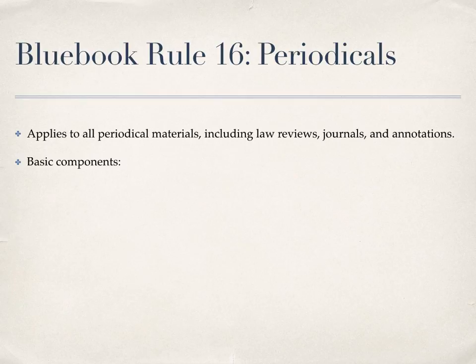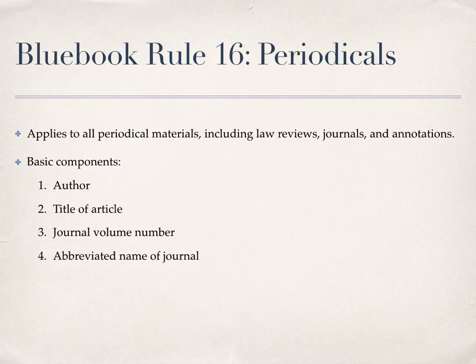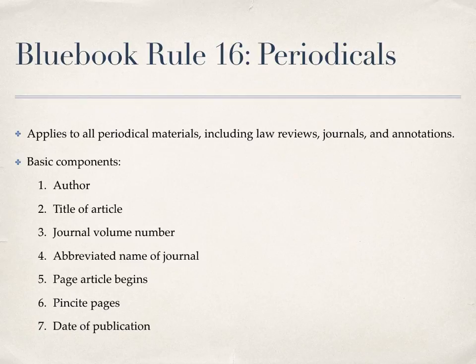Those basic components are the author, the title of the article, the journal volume number, the abbreviated name of the journal, the first page where the article begins within the journal, the pin site page or pages where you want to draw your reader's attention to, and finally, the date of publication.